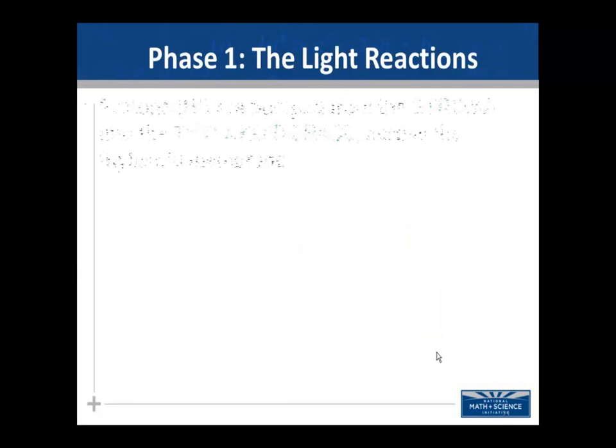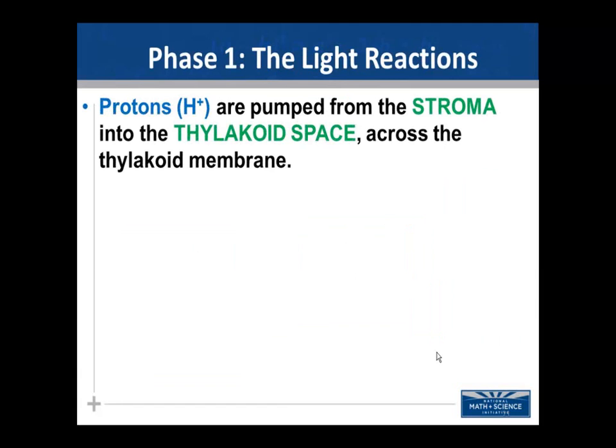So what's going on here? We have protons. Protons are hydrogen ions, okay, and they are pumped from the stroma. Remember that fluid we talked about around the thylakoids, into the thylakoid space, and that happens across the thylakoid membrane. Okay, so remember, the wrapper of the York peppermint patty can represent our thylakoid membrane, and the inside of that York peppermint patty would be the thylakoid space, so the interior lumen of the thylakoid membrane.